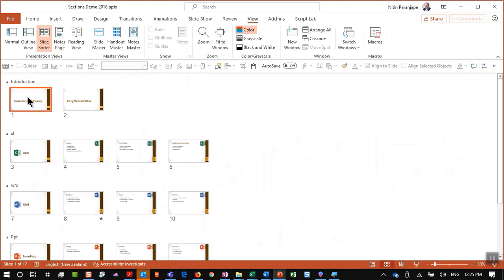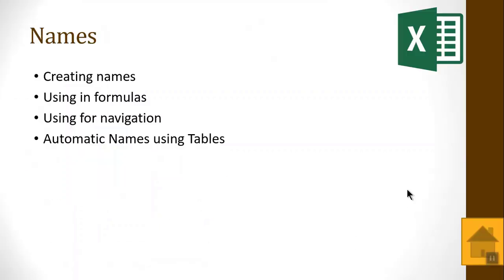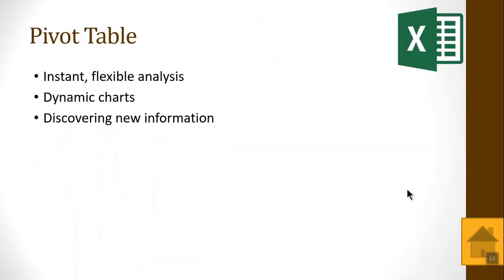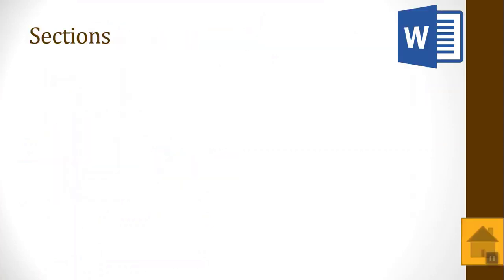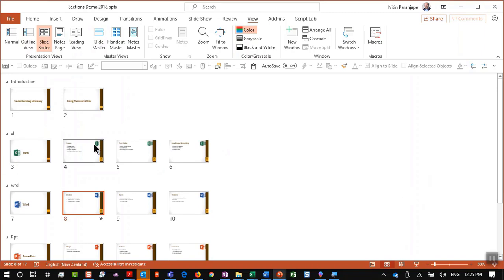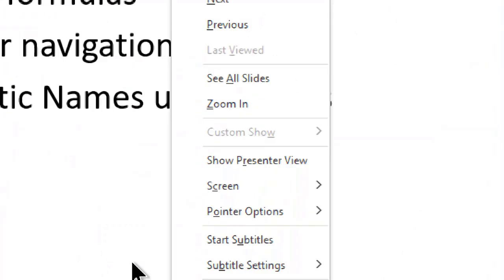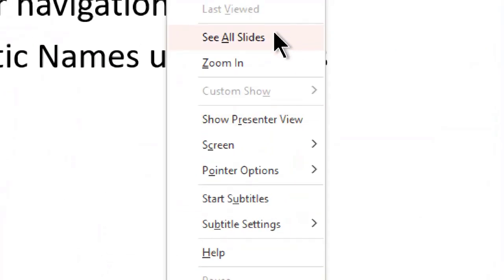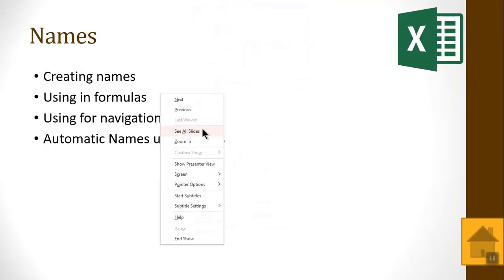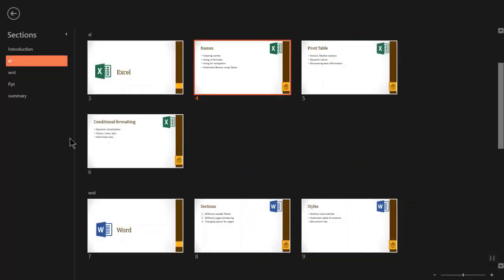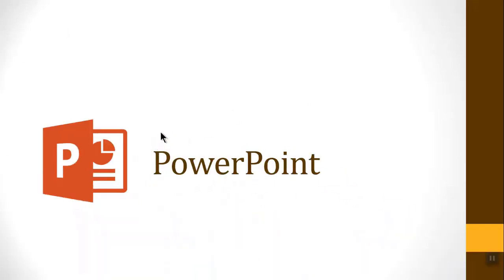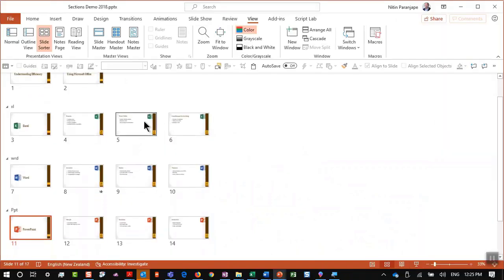Now what is the benefit of this? Let's say I am showing Excel to people, and they say, I don't want Excel, go to PowerPoint. Most people in the world will press escape or irritate everyone till they reach PowerPoint tomorrow. So now what do I do? I don't press escape. I don't come out of the presentation. I right click and say, see all slides. The shortcut for that is the minus key. Now I can see my topics here. I can go to PowerPoint without disturbing the presentation. So it gives you interactivity during the presentation.